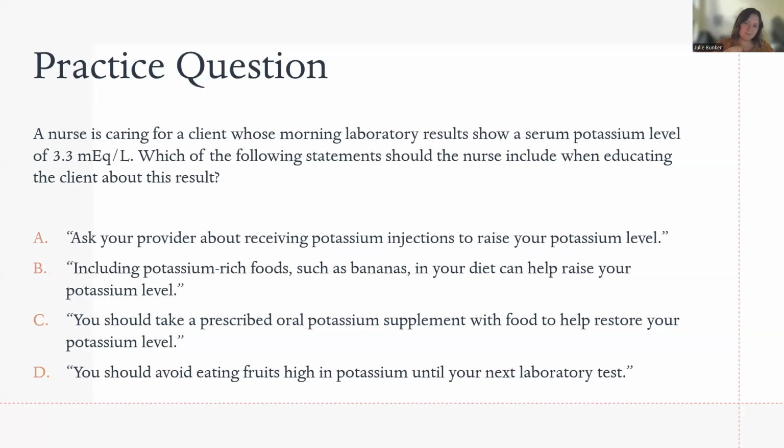What's the answer? B. Hopefully you got B. Again, look at the level. 3.3. Is that high? Is that low? Is that normal? It's a little bit low, but just a little bit. Are we to the point where we're really concerned something is going to happen to their heart or muscles, any other organ? Not exactly. It's not considered critical.